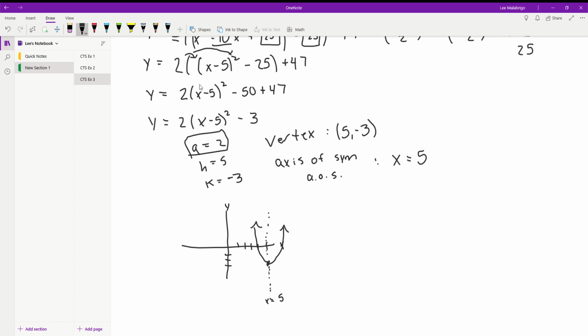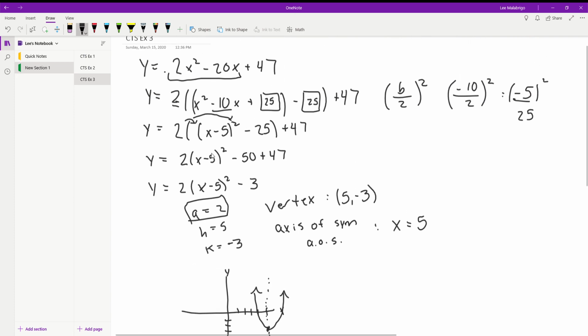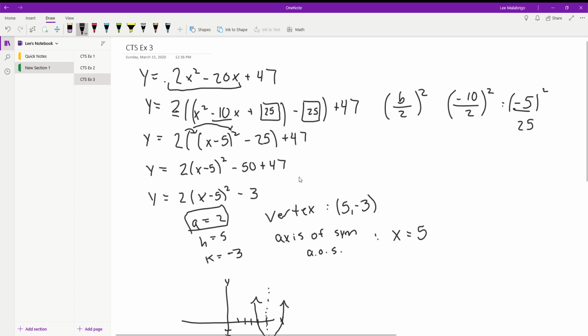So the main thing to remember, the main point of that, is that you have to remind yourself that the 2 needs to be distributed to both this thing and this other thing, because we're not just adding a multiple of 25, we're adding a multiple of 50 technically, because this is 2 times that 25. Okay.